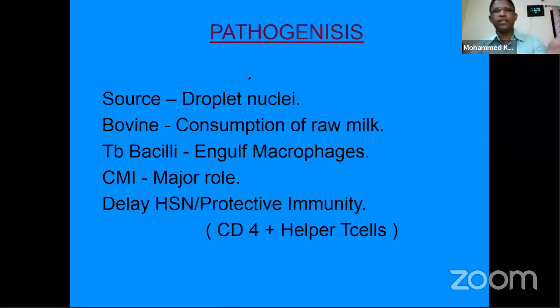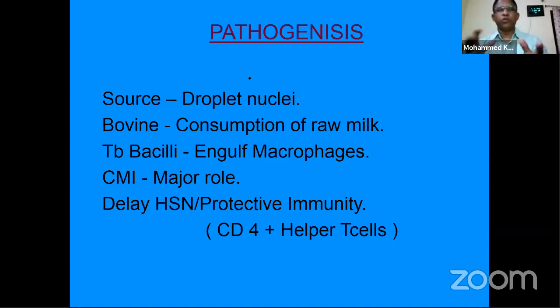Everybody knows it spreads through droplet nuclei, or the other route might be consumption of raw milk which is not pasteurized. And why is the TB bacillus able to survive in our body? Because the macrophages that engulf the MTB resist the phagocytosis. That's the reason why they stay in the macrophages. Then slowly the Langhans giant cells get activated, and finally they become a big granuloma. Then you have caseous necrosis formed. I think the pathology people also teach you this, but being a clinical microbiologist, I would like to elaborate on this.